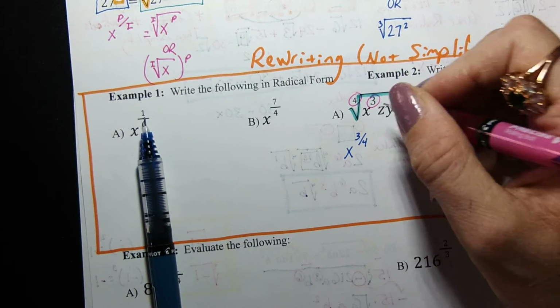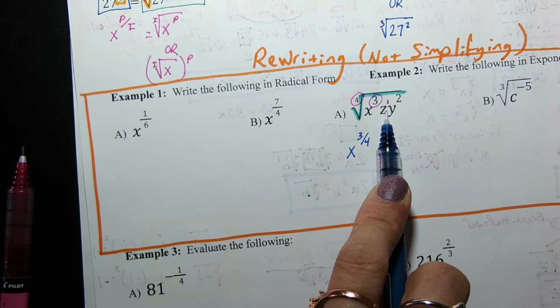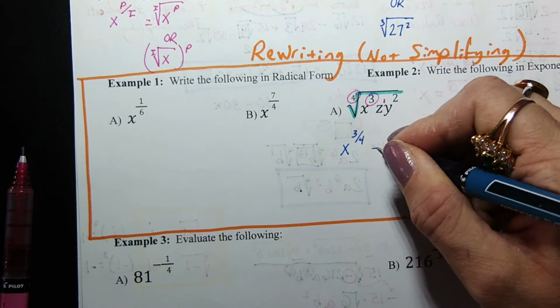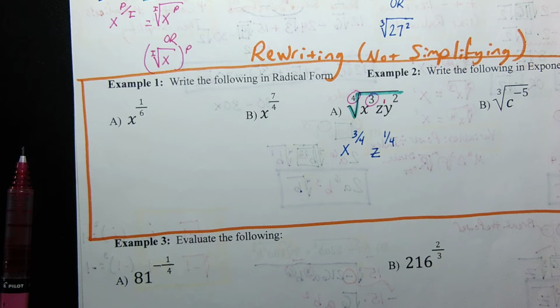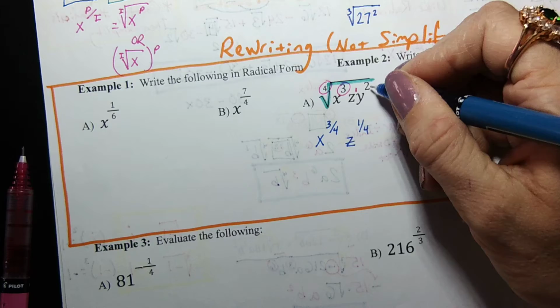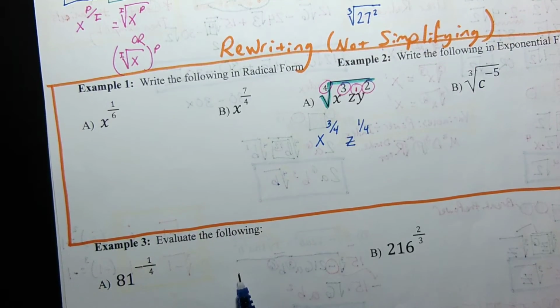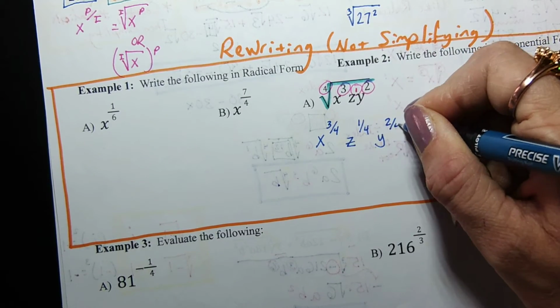So then what would the power of z be? The power of a single z is 1, so then power divided by the index of the radical, we get z to the 1/4, which says, hey, we're taking the 4th root of z. And then power divided by the index for the y, power of 2 divided by the index of 4, we get y to the 2/4.